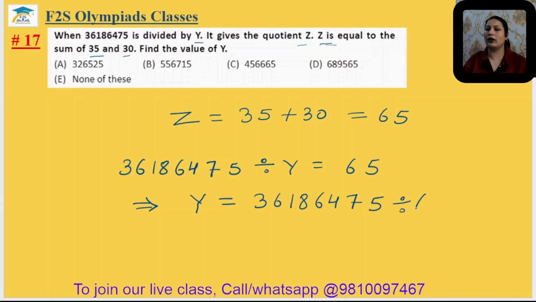36186475 divided by 65, because in the division fact the quotient and the divisor can be exchanged. So you have to divide in your notebook. By dividing with 65, you will get 5,56,715, and we can find it in option B. The 17th answer is option B.